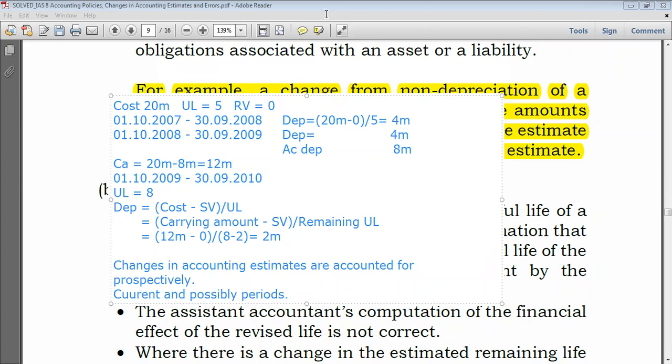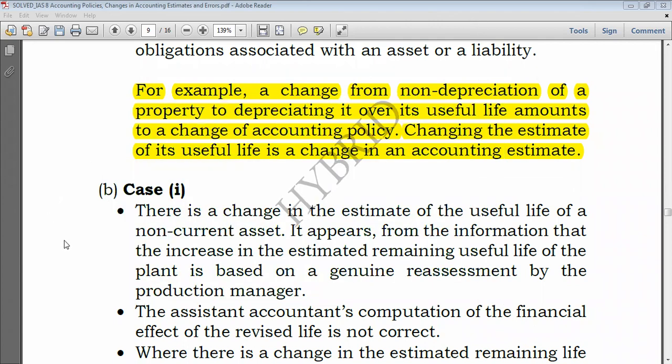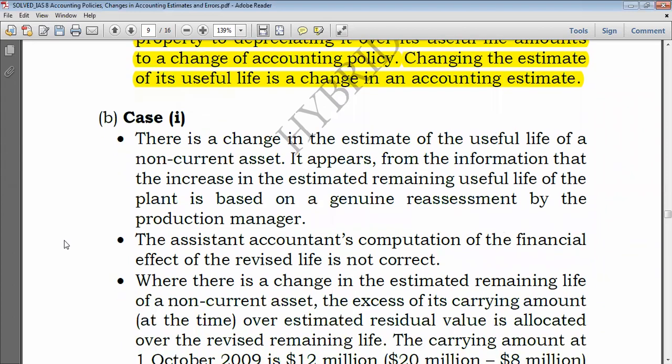So when reading the question, you have to ascertain whether this is a change in accounting estimates or a change in accounting policy. As for prior period errors, that's very easy to locate because it's clear that there was an error. So this is what I just wanted to talk about. Now let's go to the explanations and finish up this question. This is case 1.